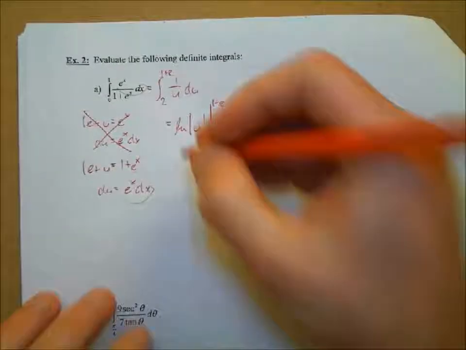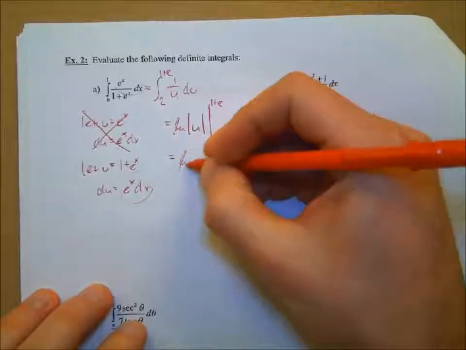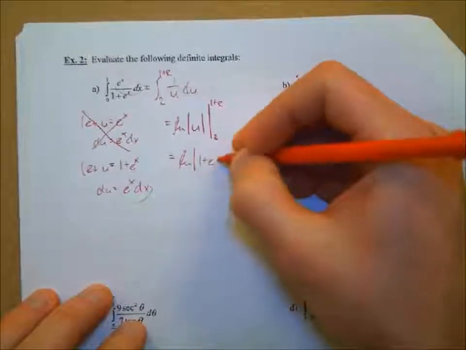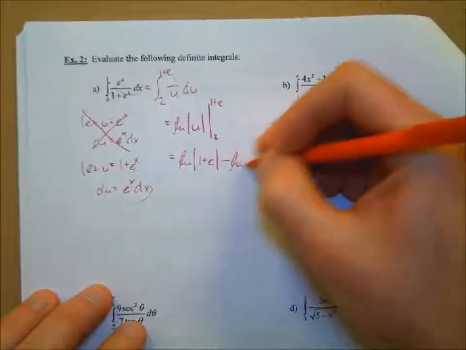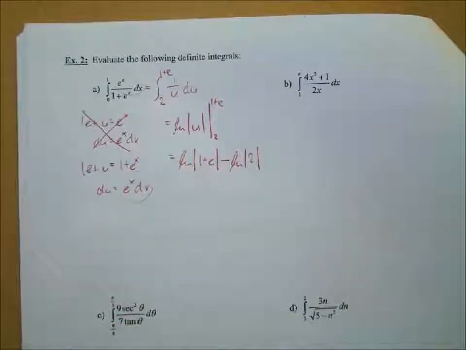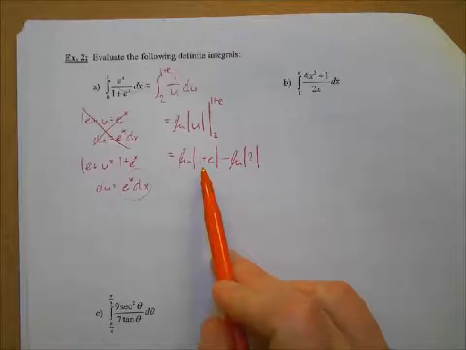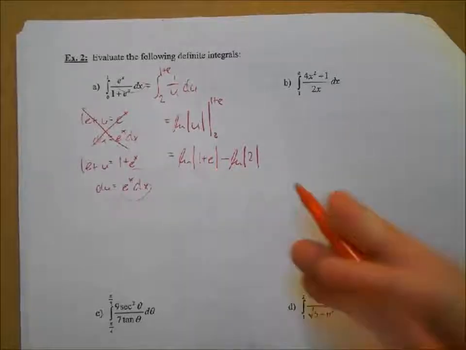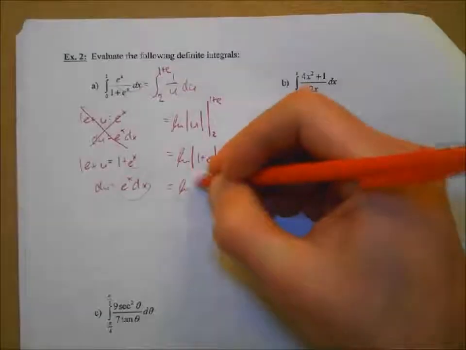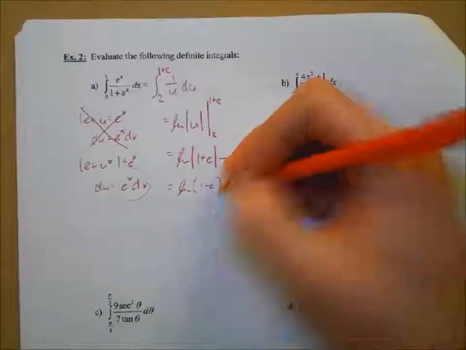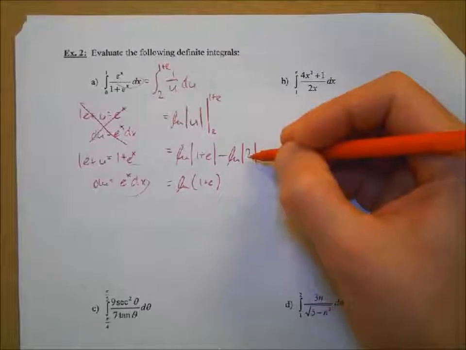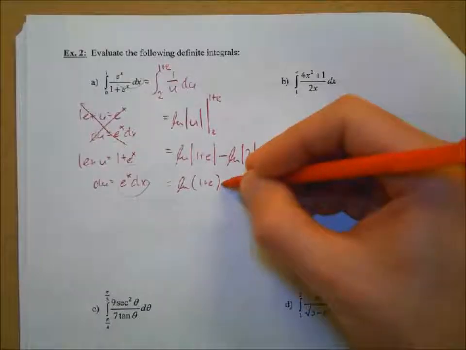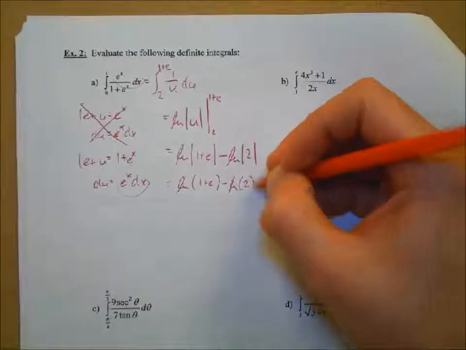So, natural log of the absolute value of 1 plus e minus the natural log of the absolute value of 2. Natural log of the absolute value of 1 plus e, is it necessary to have the absolute value symbols here? No, because 1 plus e is always going to be positive, so we could just rewrite it as that. Likewise, is it necessary for the 2? No, the absolute value of 2 is just 2.